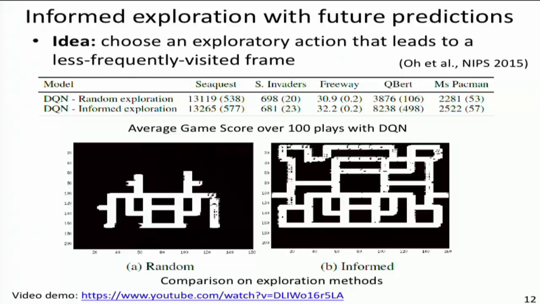I should say that this result is actually asymptotic performance. So even if you train a DQN for a very, very long time, it still achieves worse performance than using this informed exploration. But obviously, this is a basic DQN architecture. So maybe if you use the most state-of-the-art DQN, it may actually perform better. But the high-level idea is that being able to make a future prediction is useful, even in asymptotic scenarios.